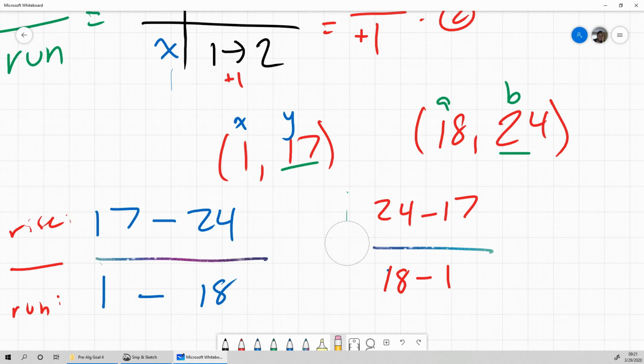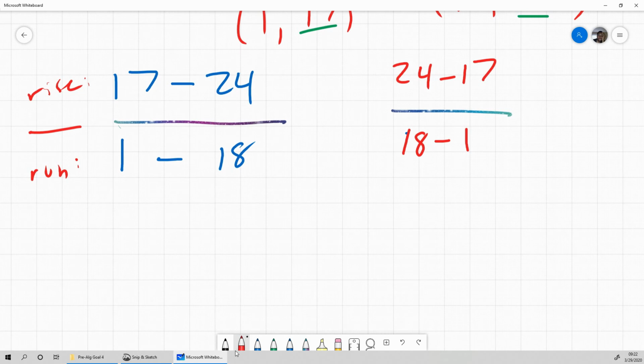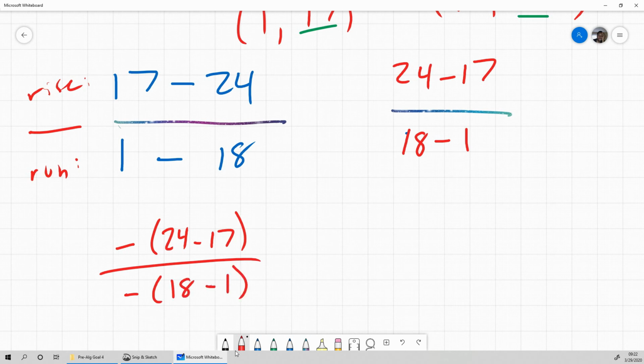Now, let's go ahead and start simplifying out some fractions. 17 minus 24, well, I know it's a negative number because 24 is larger. And so I'm going to do negative, and then I'm going to do big minus small. The same thing goes for the bottom. So it's going to be negative, well, 24 minus 17 is 7, over negative 18 minus 1 is 17. 7 and 17 are both prime numbers, so they can't be reduced, but a negative over a negative just becomes a positive.